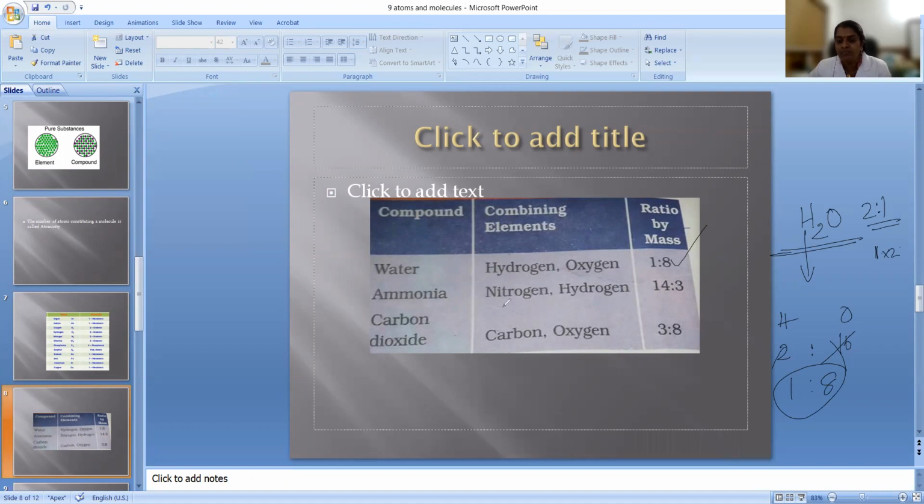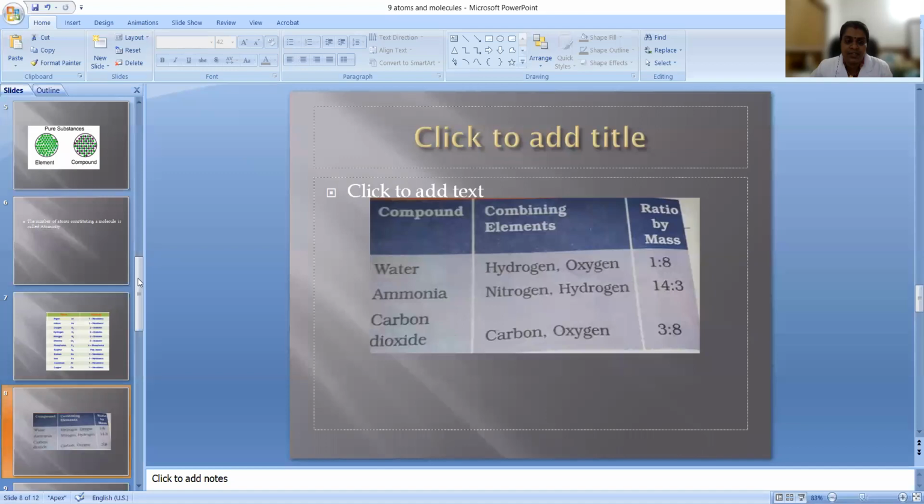Now ammonia, nitrogen and hydrogen. Nitrogen is 14. Hydrogen, how many are there? 3. So they are in 14:3 ratio. And let us take carbon dioxide, carbon and oxygen. Carbon is 12. Oxygen is 16, into 2 because 2 oxygens are there, so 32. When you cancel it, you will get 3:8. Three 4s are 12 and eight 4s are 32. So 3:8. This is the ratio. That is what you are getting here. I think it's clear for you.